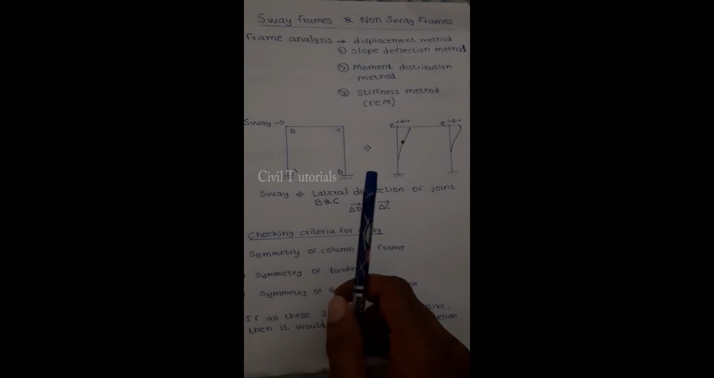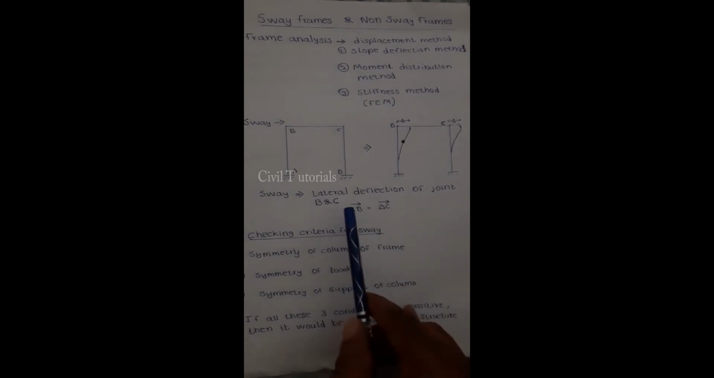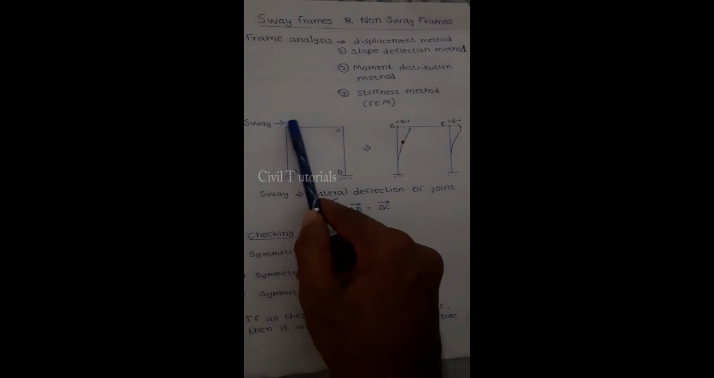Now, let's see what sway is. Sway is lateral deflection of joints B and C. As we know, delta B means the deflection at joint B, and the deflection at joint B is equal to the deflection at joint C. It means delta B is equal to delta C. Why? Because BC is a rigid bar, or rigid element, of this frame.